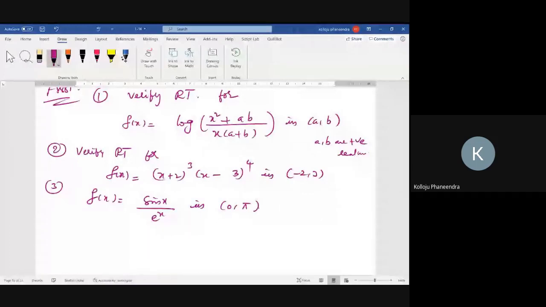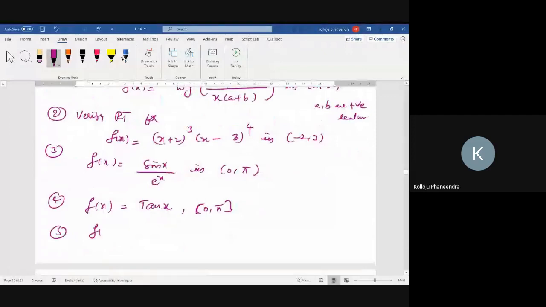Another one, fourth one, same, verify Rolle's theorem. For all these, verify Rolle's theorem. Tan x in interval 0 to pi. All are simple problems. You can take time also, need not be in a hurry.